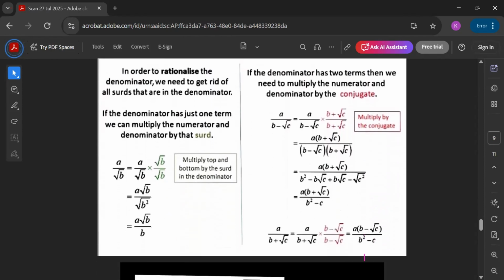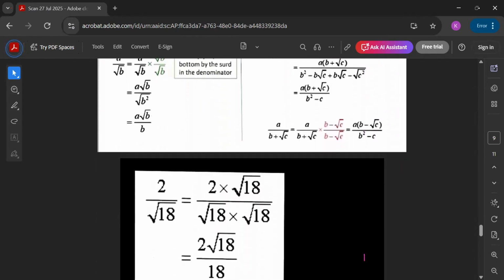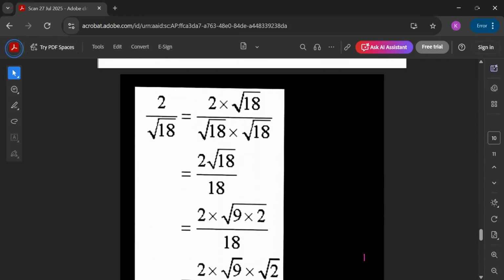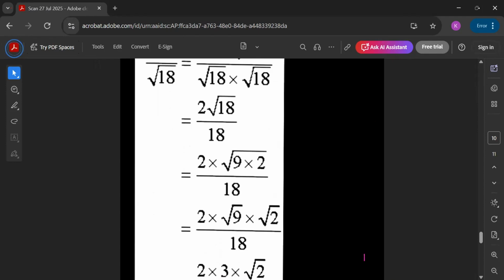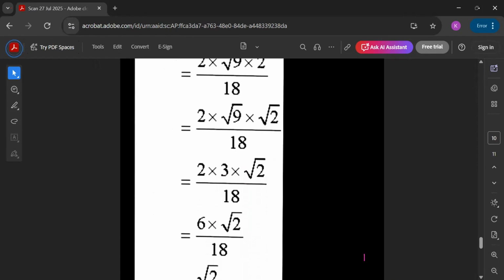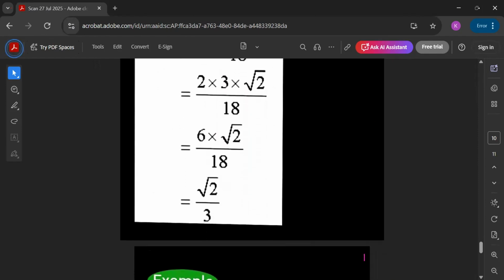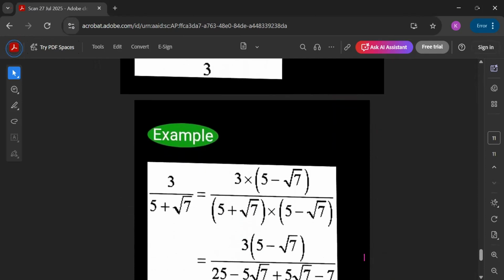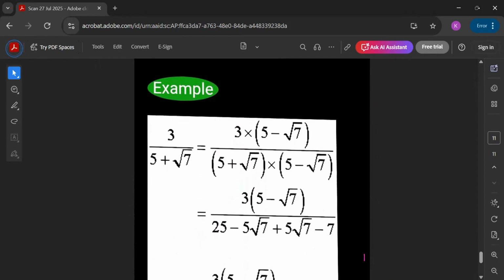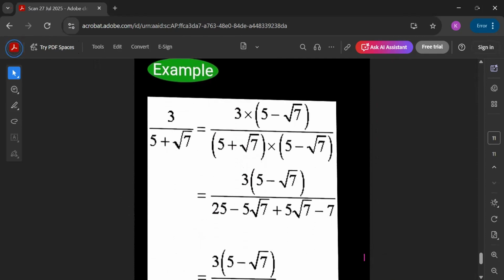Then here are some basic examples. We have already done this thing. Then there's another example, 2 over root 18. You remember we have to multiply and divide by the denominator. So our numerator and denominator, root 18 upon root 18. Then we get 18 in the denominator, and resolving it into the lowest factors, we get square root 2 upon 3. Then this is another example for rationalizing: 5 plus root 7, multiplying and dividing by 5 minus root 7.